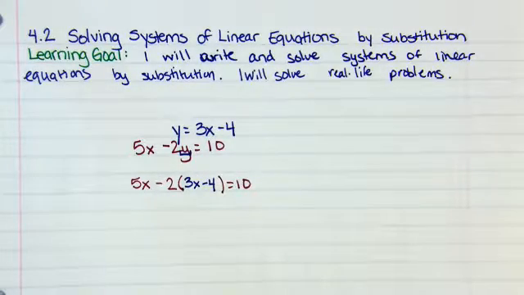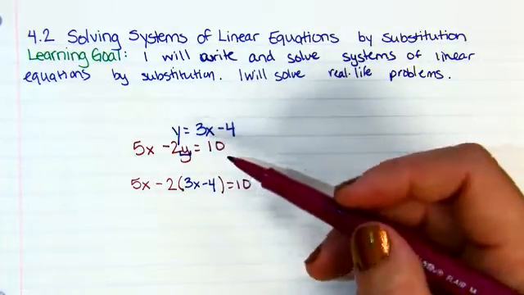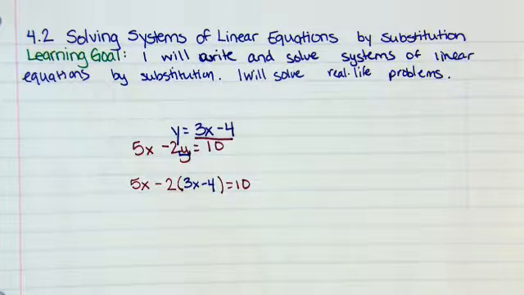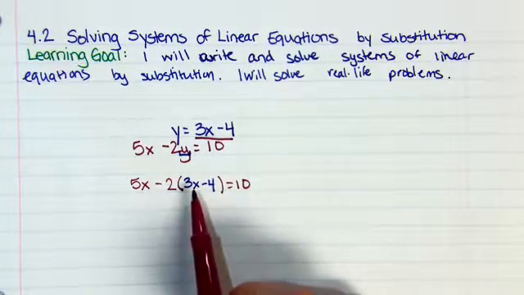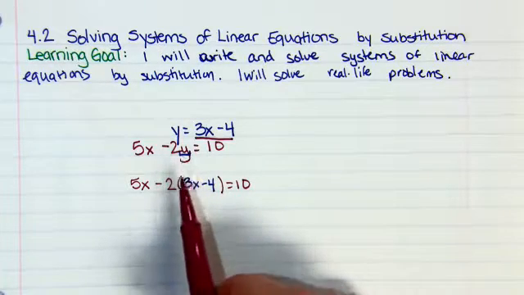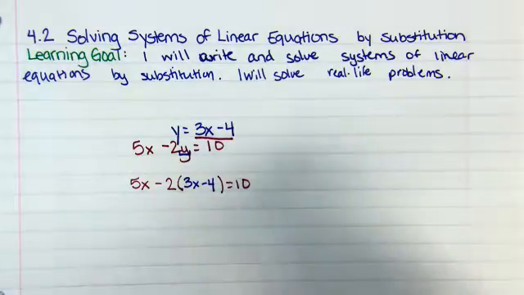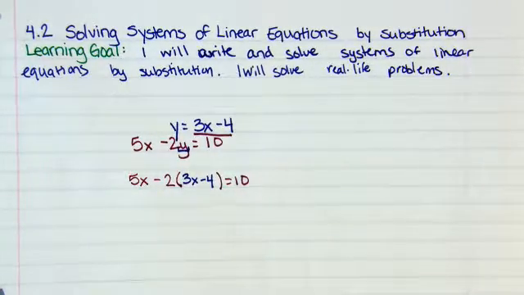Up until this point, you've done a lot of substitution, but it's usually been just a number that you're substituting. Now we're substituting this entire expression, 3x minus 4, in for y. Notice that I put it in parentheses. I did that to make sure that everything gets multiplied by this 2. So whenever you make a substitution of an expression, you're going to want to substitute in parentheses.